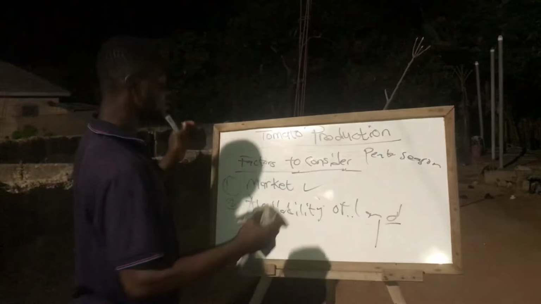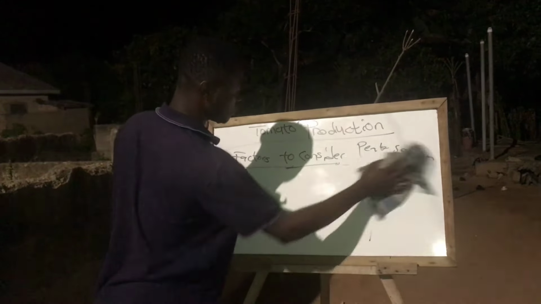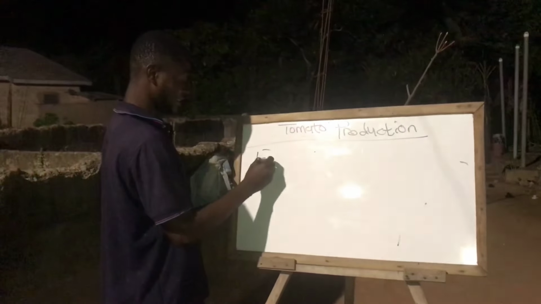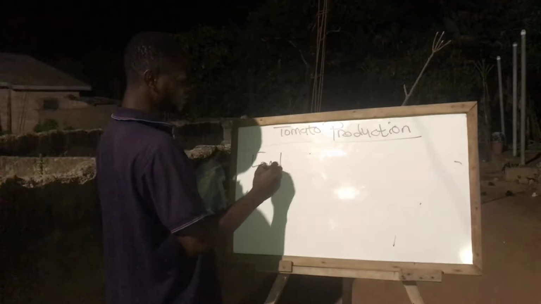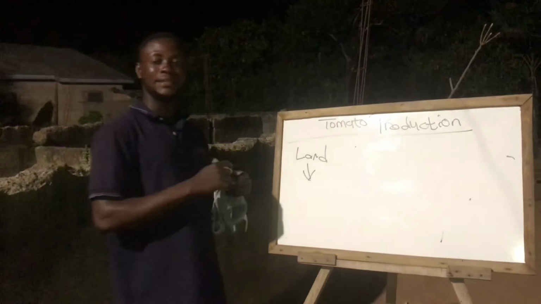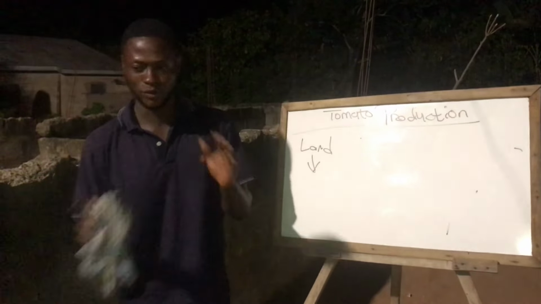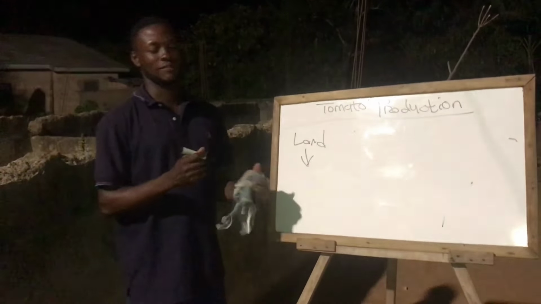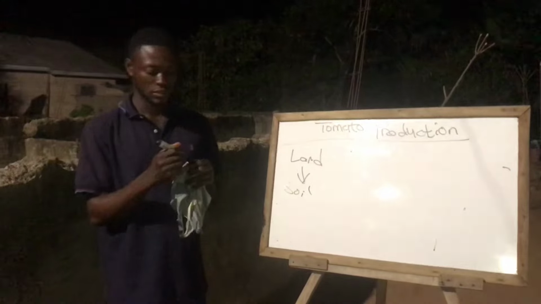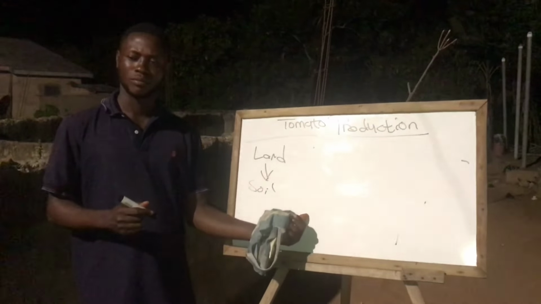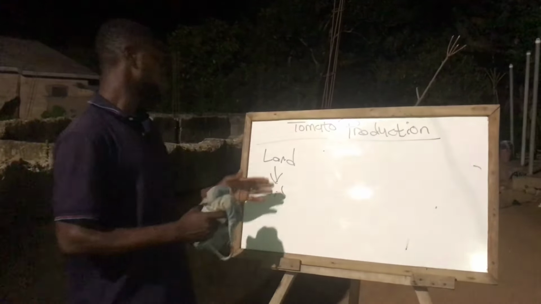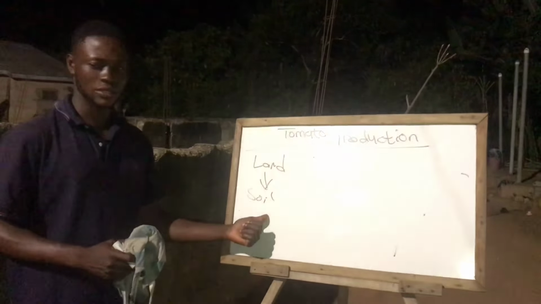Under the availability of land, the land talks a lot. When we talk about land, the land is not only the plain ground over there, no. It comprises a lot of stuff. So when you are talking about land, then you are dealing with soil too, because the soil is the supportive medium for plant growth. Once you are talking about the land, you have to also consider the soil.